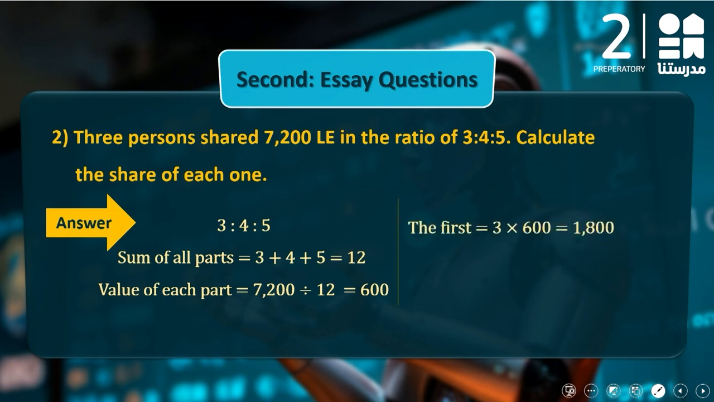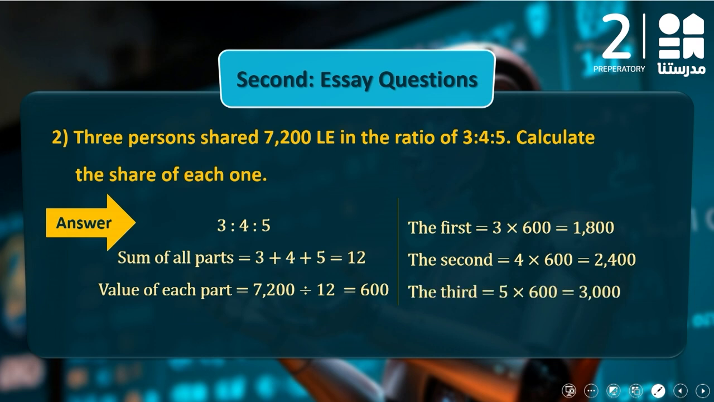Now, we can calculate the share of each one. The first one equals 3, which is the ratio of the first one, times 600, which is the value of each part, and this equal 1800. The second one equal 4, this is the ratio, times 600, this is the value of each part, equal 2400. What about the third one? The third one is 5, the ratio, times 600, and this equal 3000.